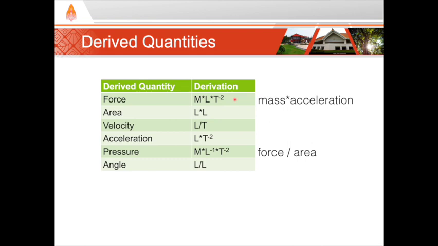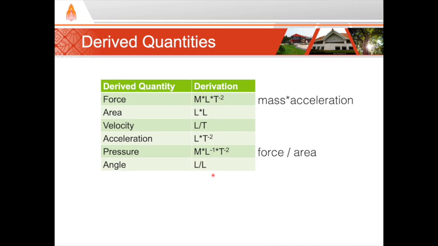And there are other derived quantities such as area, velocity, acceleration, pressure, and angles. But all of these can be defined in terms of the fundamental quantities of mass, length, and time, as shown here. And these quantities are important when checking your work. If you're adding things together, or you have two quantities on two sides of the equation, they must have the same fundamental quantities.